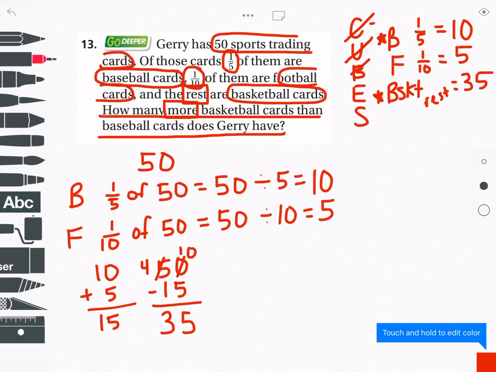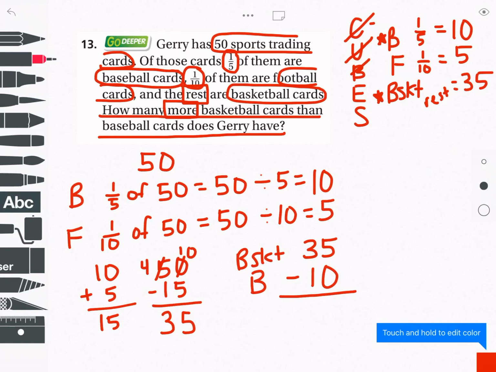Do I stop there? No. Go back to the question. It says, how many more basketball cards than baseball cards does Jerry have? So now I'm going to look at basketball versus baseball. So he has 35 basketball. He has 10 baseball. How many more basketball than baseball? That tells me I'm going to subtract.